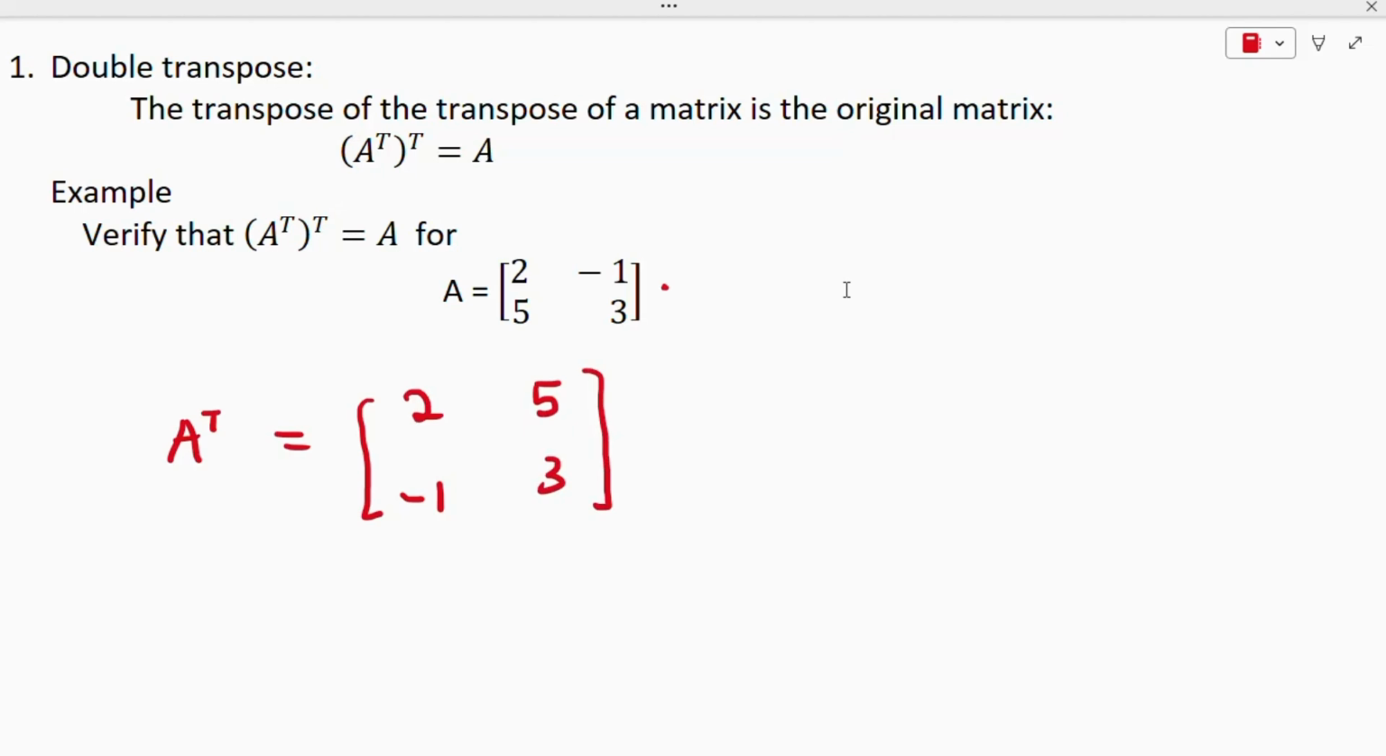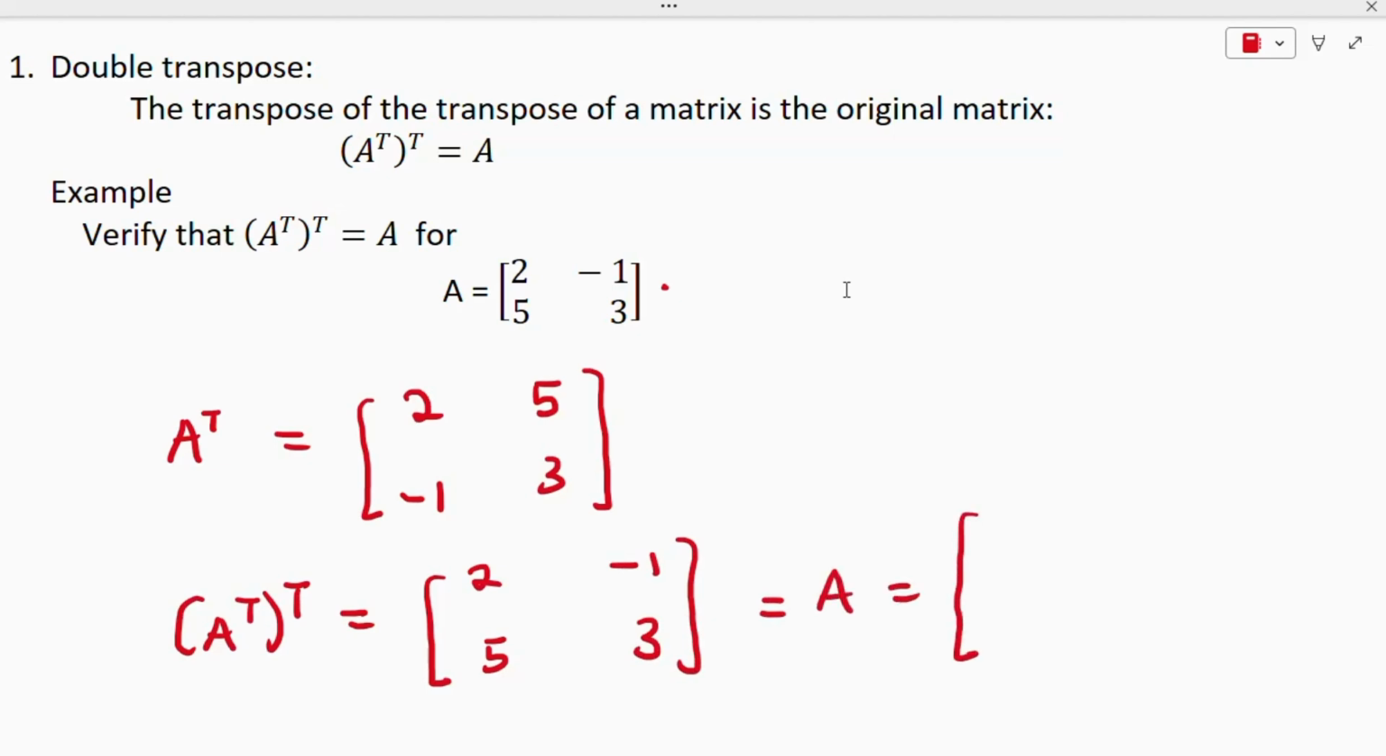Now the transpose of A transpose is another transpose. So we are going to transpose this matrix here, interchanging the row and column. We have the first row to be 2, 5. Then for the second row, we have this to be negative 1, 3. And this is equal to A, and A is given as 2, negative 1, 5, and 3. And this is it. We have been able to verify that the double transpose, which states that the transpose of the transpose of a matrix is the original matrix, holds for this example right here.